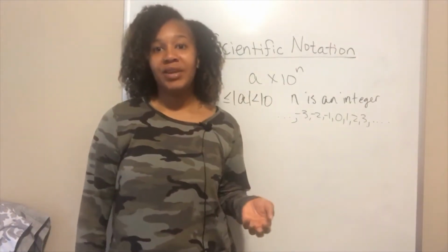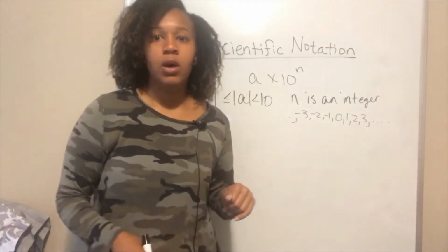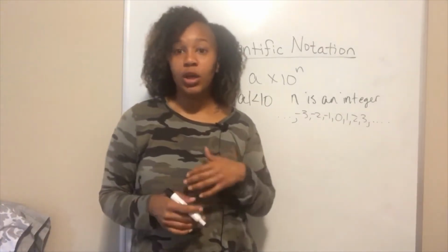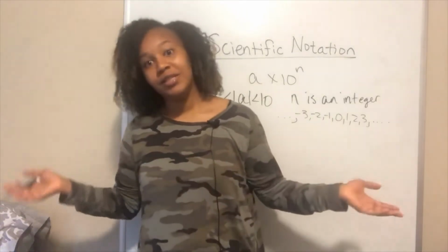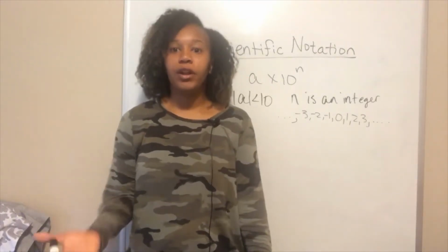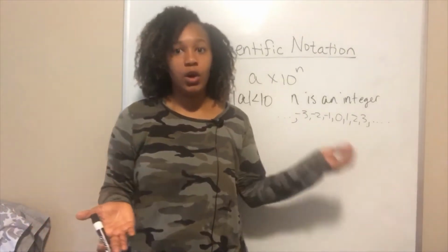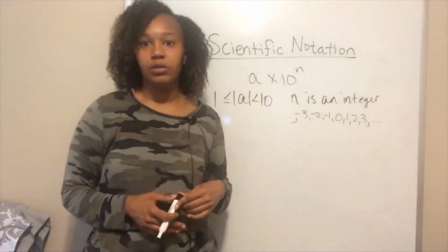Now, most of the time in science, scientists work with numbers that are extremely large or extremely small, and so they use scientific notation as a simpler way to express a number that has lots of zeros, and so you'll see it used in science a lot. So it's important in math that we know how to appropriately express and read numbers that are in scientific notation.